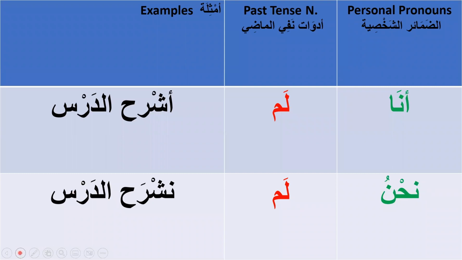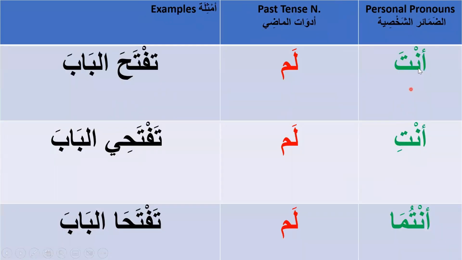All right, let's move to the second person to see how the past tense is negated. Anta is you, masculine singular. Lam, did not. تفتح الباب, did not open the door. الباب, the door. As I said, the verb fataha is conjugated in the present form, and that's always the case.